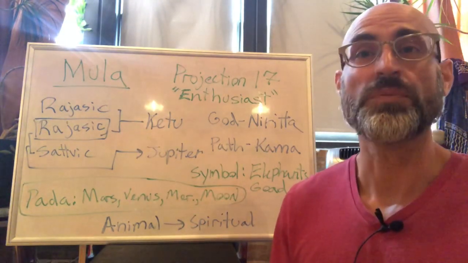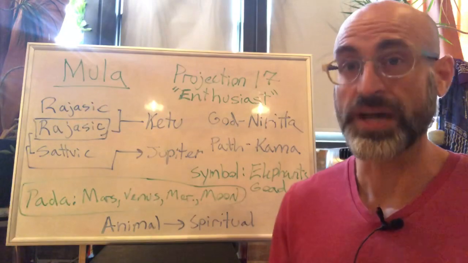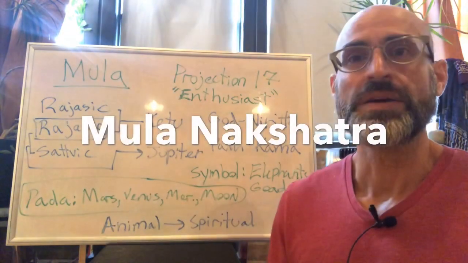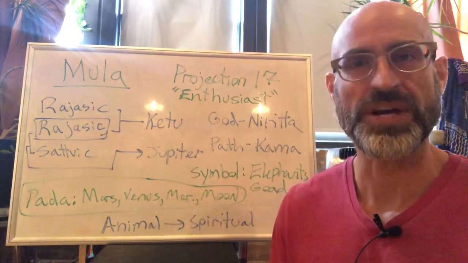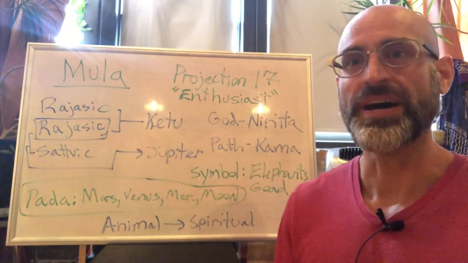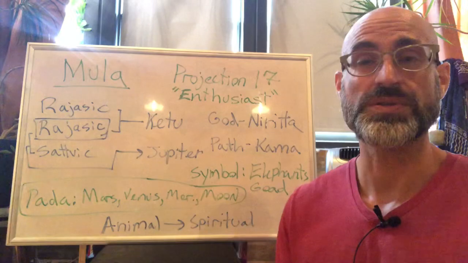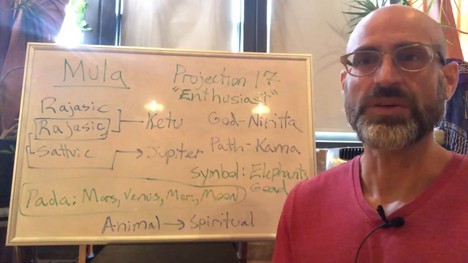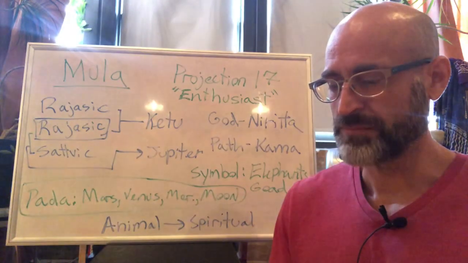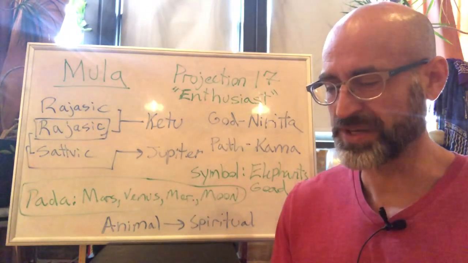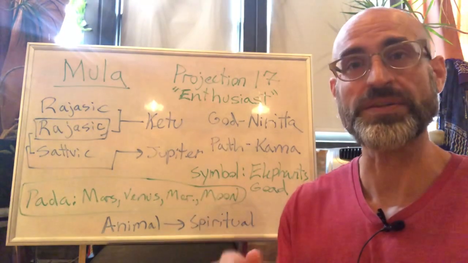So today, what we're going to be looking at is Mula Nakshatra. Mula Nakshatra is the 19th, I believe, Nakshatra in the series that I'm doing on Kundalini Yoga as it relates to the Vedic lunar mansions. Mula is pretty interesting. Oh, one other thing I should say before I get into this.